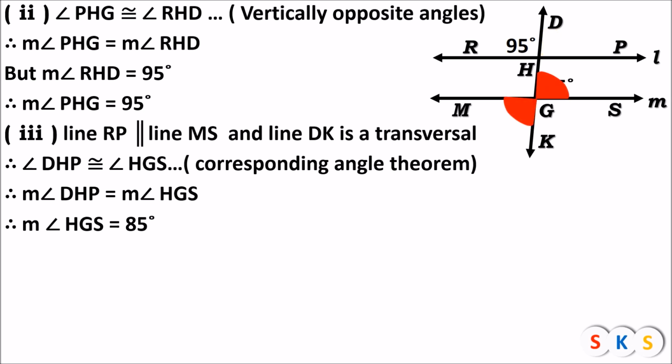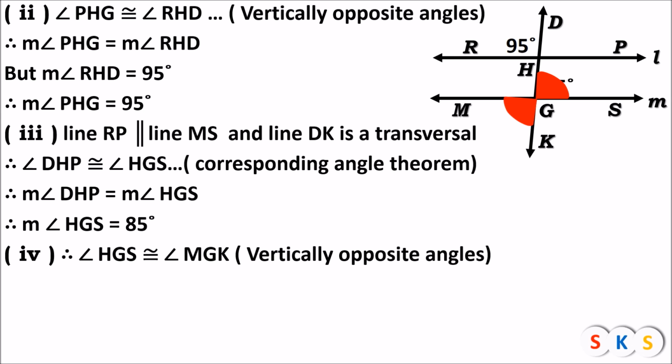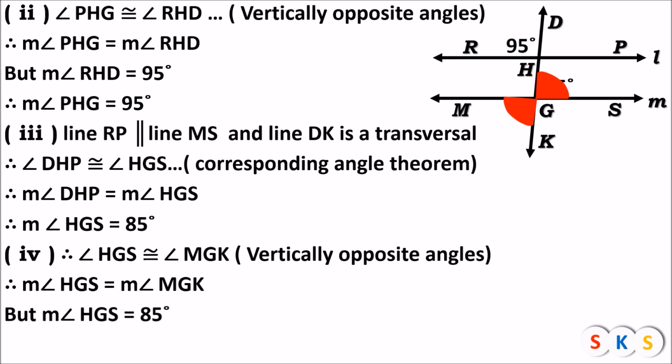Now we will find the fourth one. Look at this figure. Here angle HGS and angle MGK are vertically opposite angles. And we know vertically opposite angles are congruent. Therefore, angle HGS is congruent to angle MGK. Therefore, measure angle HGS equals measure angle MGK. But measure angle HGS equals 85 degrees. Therefore, measure angle MGK equals 85 degrees.